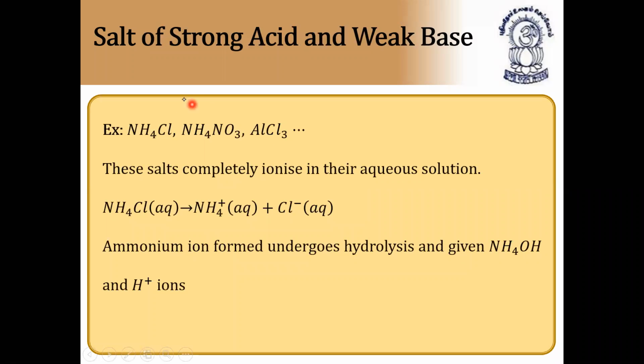So the first type of salt: salt of strong acid and weak base. As I told you, ammonium chloride is an example. These are the examples: ammonium chloride, ammonium nitrate, AlCl3, etc. All these are called salts of strong acid and weak base. These salts completely ionize in aqueous solution. Ammonium chloride dissociates to form ammonium ions and chloride ions. The ammonium ion so formed undergoes hydrolysis and gives ammonium hydroxide and H plus ions. So when these ammonium ions are dissolved in water, what happens?